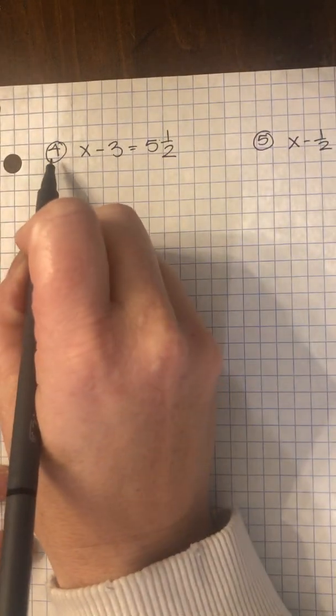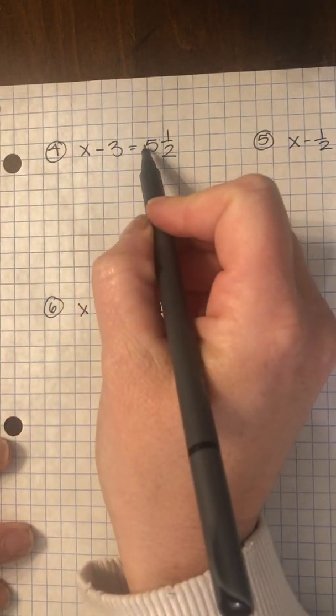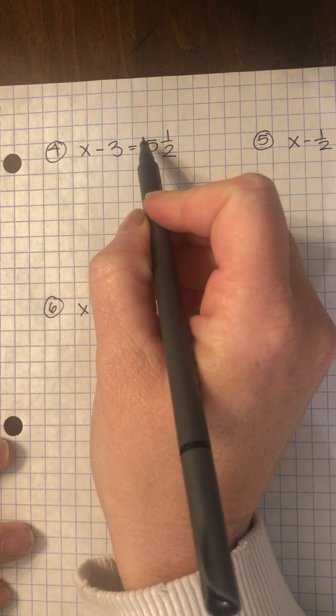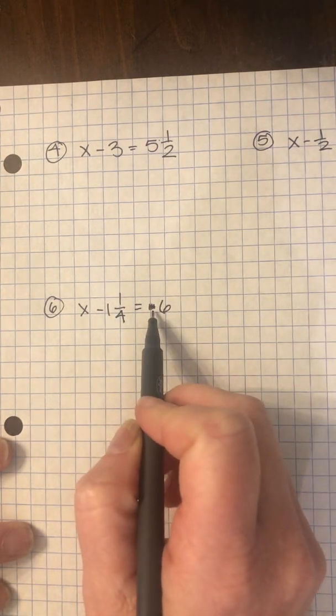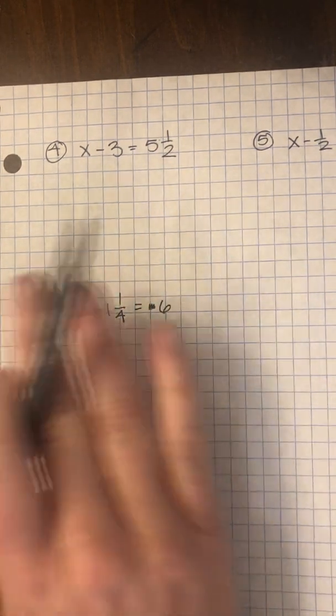The first problem that we did was number 4. Remember, I asked you to ignore the negatives. So for 4 and 6, they both had a negative on the equal sign, but just ignore that for now.